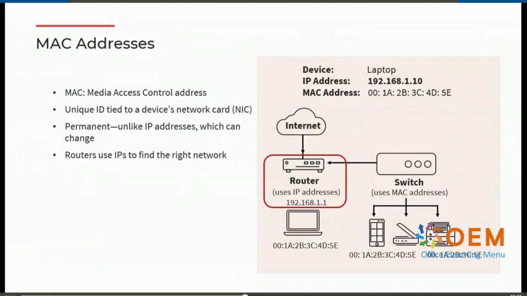Routers use IPs to find the right network, but within that network, switches use MAC addresses to deliver data to the correct device. So, when data travels on a network, the IP address helps find the right network, like a street, and the MAC address helps find the right device, like the person in the house. For example, when you're in a coffee shop and connect to the Wi-Fi, your device's MAC address helps the router distinguish your laptop from all the other connected devices.